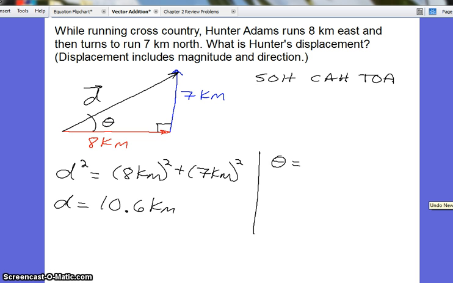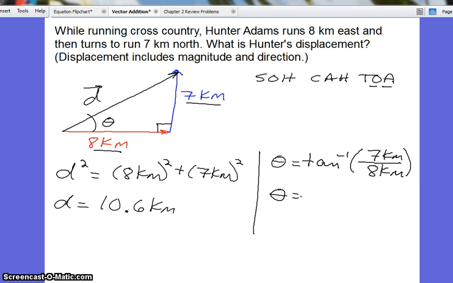So in this case, we are going to use the inverse tangent because we know the opposite and the adjacent sides. So to get the angle, we take the inverse tangent, that's also called the arc tangent. It's a tangent with a -1 on it. And we want the opposite over the adjacent, so we want 7 kilometers over 8 kilometers. Make sure that your calculator is in degree mode, and so we get our angle to be 41.2 degrees.